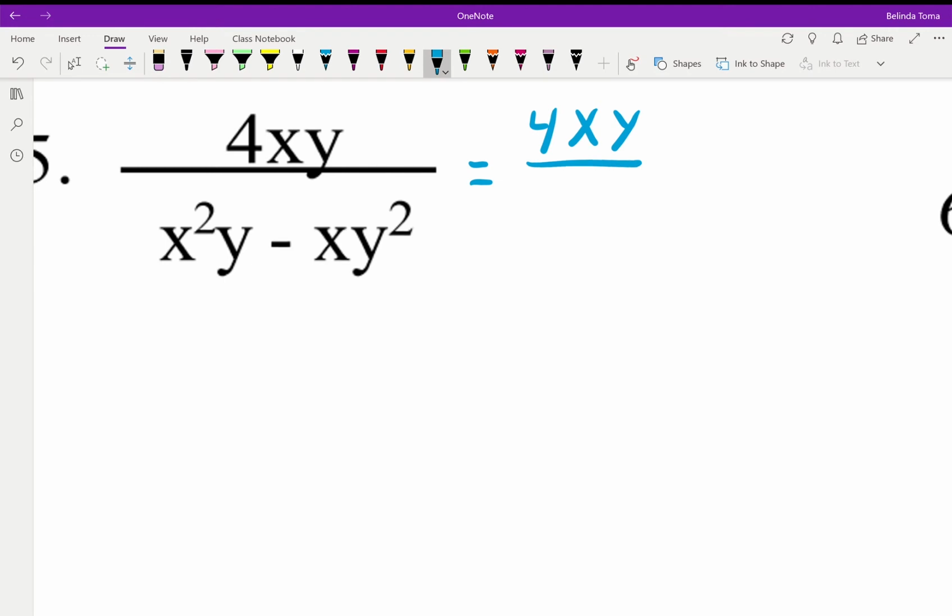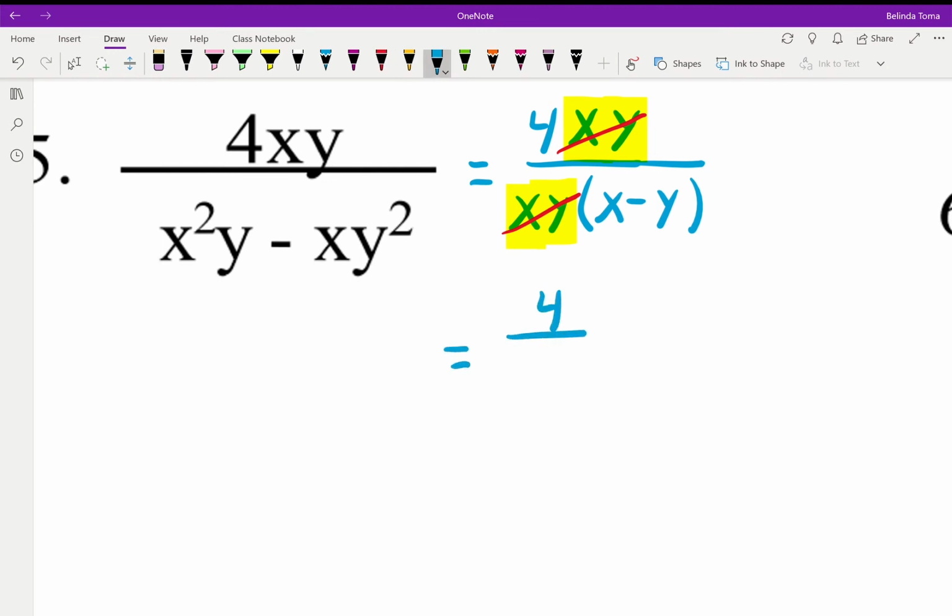In the denominator, I have a common factor of xy, and I'm going to take that out, and I'm left with x minus y. So here, again, a common factor of x and a common factor of y, and those can both be canceled. So we're going to cross off the xy, and then our simplified answer will be 4 over the quantity of x minus y.